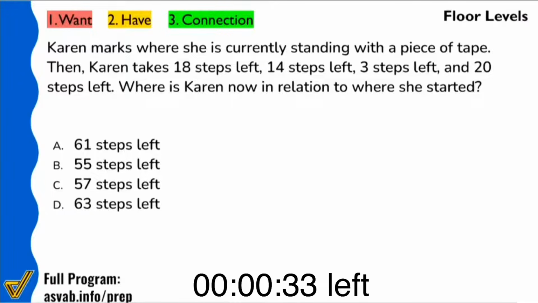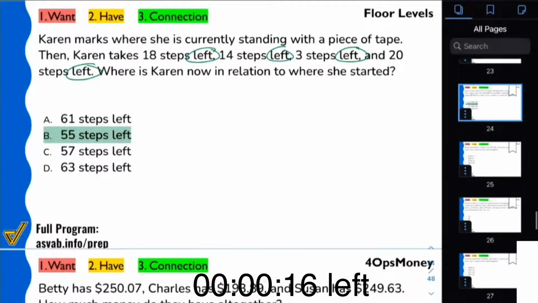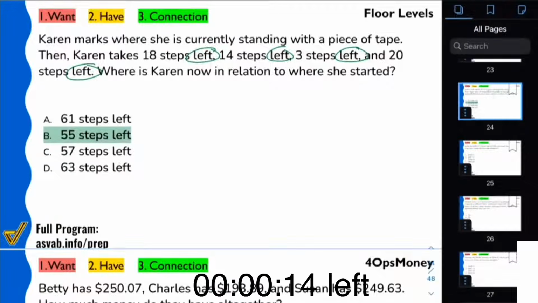All right, I'm going to reveal the final answer in 3. Give your answers here, 2. Final answer, 1. Answer is B, 55 steps left. This one's pretty straightforward because every single one of the steps were to the left. So you just have to add them all up to the left. So let's go ahead and get into another one here where you may have to do a little more work.